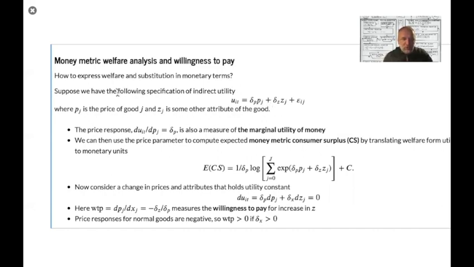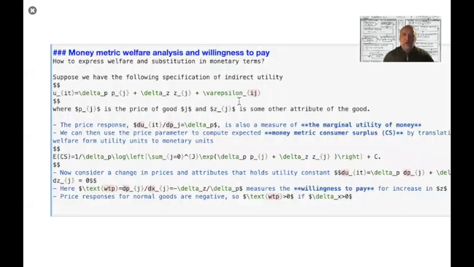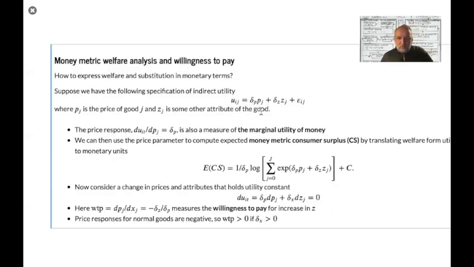So here's an example, a model where you have the following specification of utility. Utility is some coefficient times the price of the good plus delta times some attribute from alternative j. By the way, there's a typo here, I'll put a j here again. Then p_j is the price of that good, and z_j is some other attribute. In the car example, it could be the size of the car, or the color of the car, or other attributes of the car.